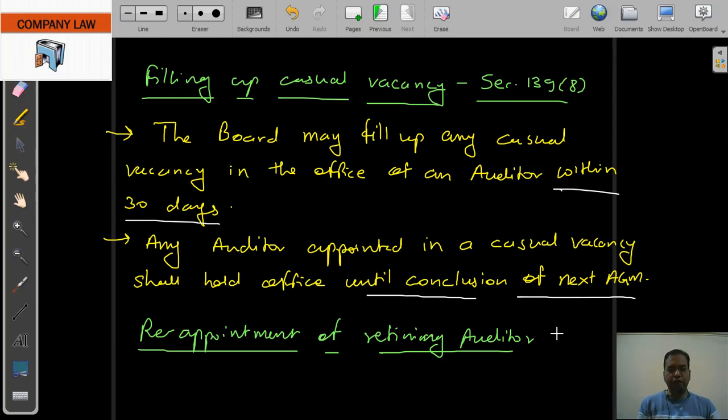So the retiring auditor may be reappointed at the AGM if he is not disqualified for reappointment, if he has not given the company a notice in writing of unwillingness to be reappointed, and a special resolution has not been passed for some other auditor. So he is eligible for reappointment. Where in the AGM no auditor is appointed or reappointed, the existing auditor shall continue to be the auditor of the company. So basically he is eligible for reappointment if he does not fall under any of the disqualifications.